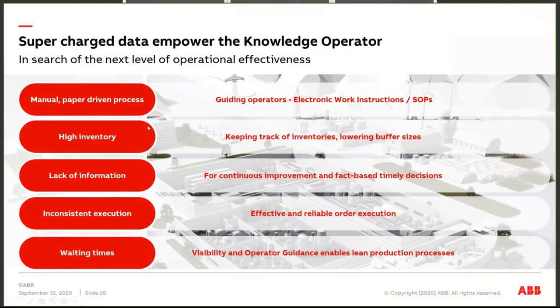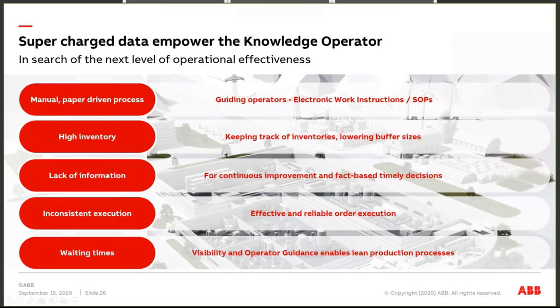And here you see some aspects listed that we have touched on. So we want to go from this manual paper-driven process to an integrated system that can guide operators, where we have SOPs available in context, on a tablet or a mobile phone or a computer, so that they can work in an efficient way. We want to make sure that we have inventories always tracked up to date, so that we don't have obsolete inventory or high inventory. It's a significant cost element in the operations, so we want to be more lean here.